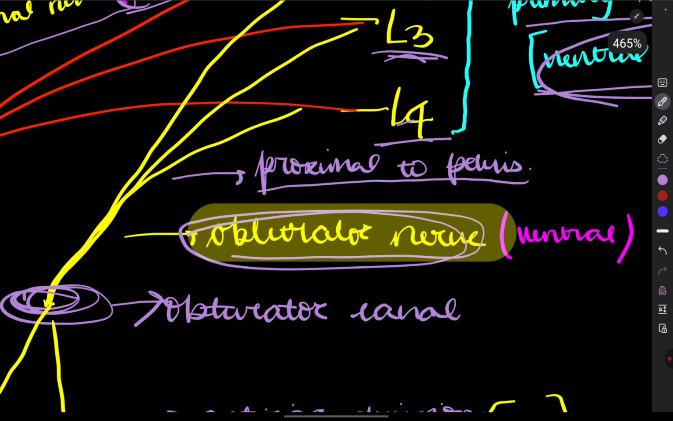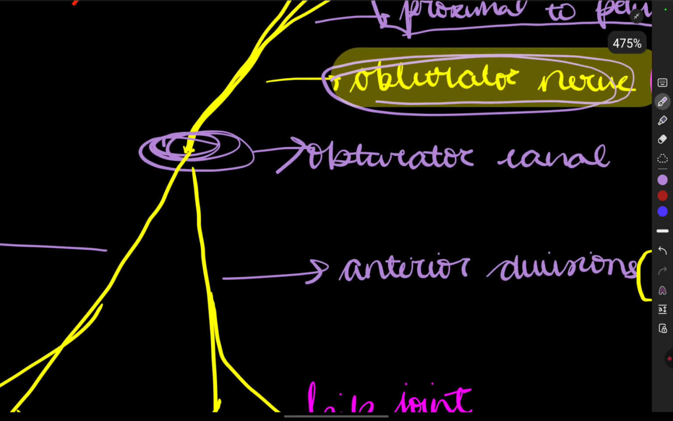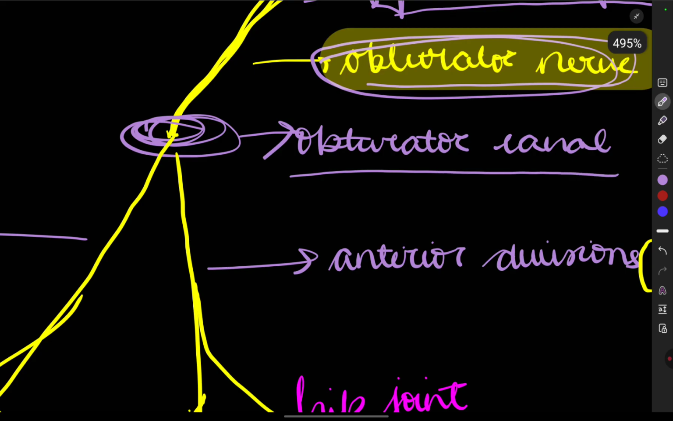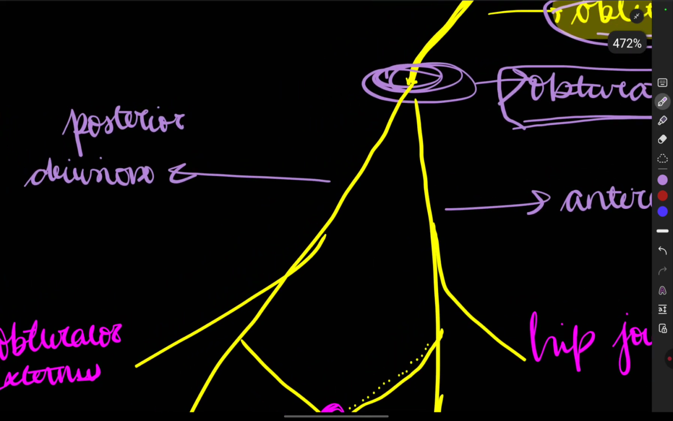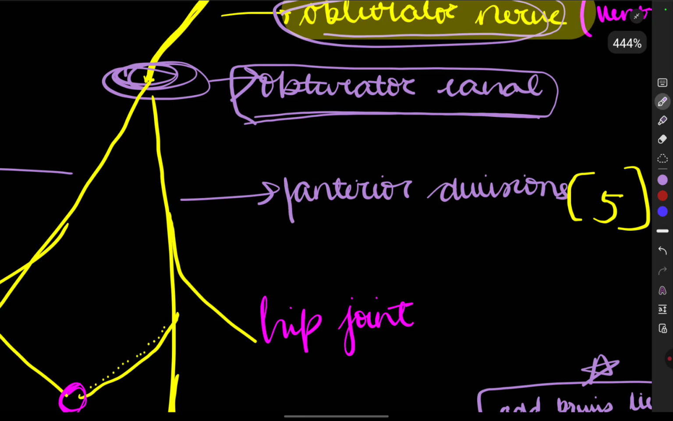It is proximal to the pelvis, and then it goes to the thigh through the adductor canal. Now we saw the origin, now we are saying the extent or the course. So it passes through the adductor canal and then divides into two divisions, the posterior division of the obturator nerve and the anterior division of the obturator nerve.